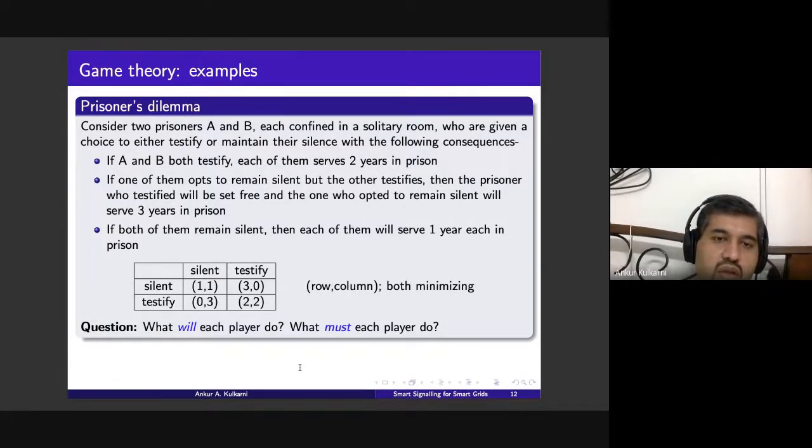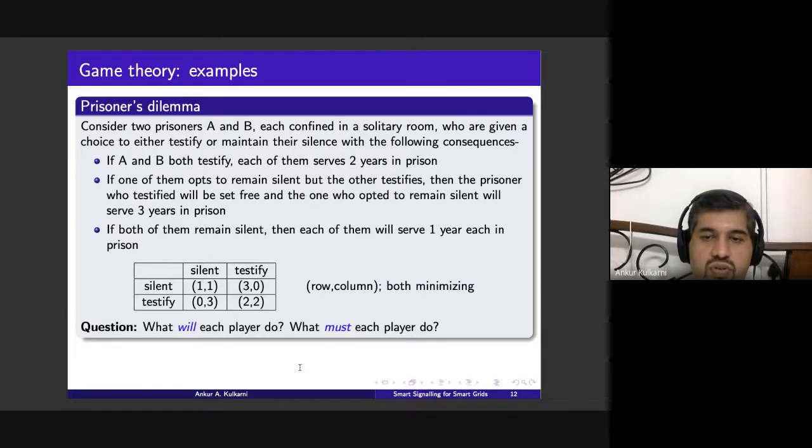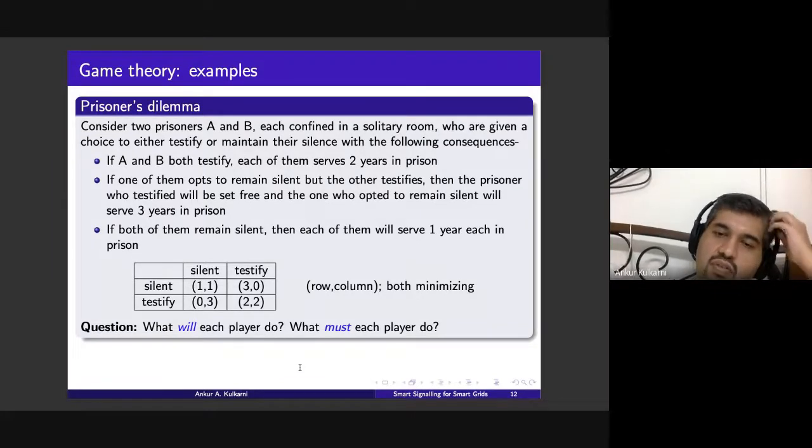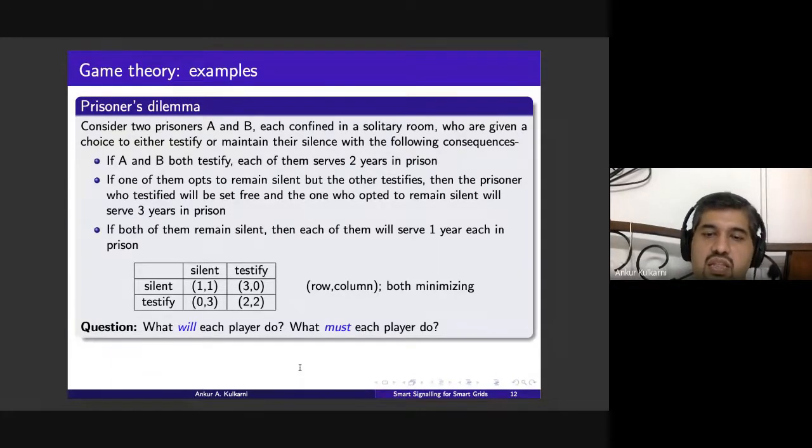Now, what the judge tells them is that if both of you testify, then I will give both of you 2 years in prison. So if A testifies against B and B also ends up testifying against A, they will each get 2 years in prison. If one of them opts to remain silent and the other one testifies, then the one who's testifying will be set free, and the one who remains silent, because now there is evidence against him, will serve 3 years in prison. If both of them remain silent, then each of them will get 1 year in prison. So the dilemma for the prisoner is whether to testify or stay silent.